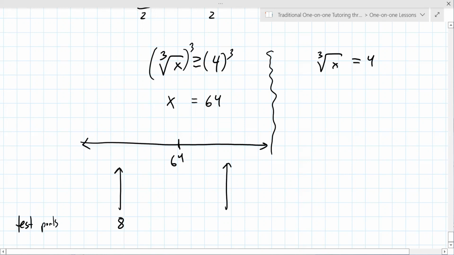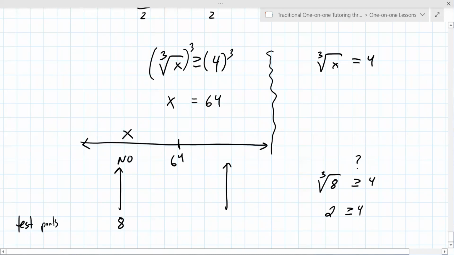And so if we go back to the inequality, is the cube root of 8 greater than or equal to 4? Is that true or false? So the cube root of 8 is 2. Is 2 greater than or equal to 4? No, so this does not work.